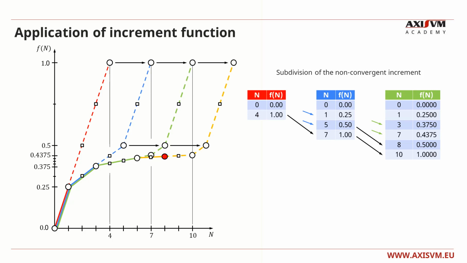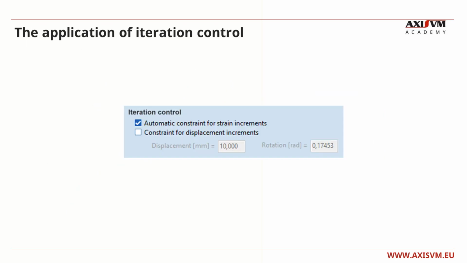In the end, let's think about what happens if convergence cannot be achieved with successive subdivisions. In this case, the last converged load level tends to a certain value that can be identified as the strength of the structure for the given load situation. While the increment function controls the step size of the load increments in the critical phase of the calculation, iteration control influences the size of the displacement increment during one iteration step.